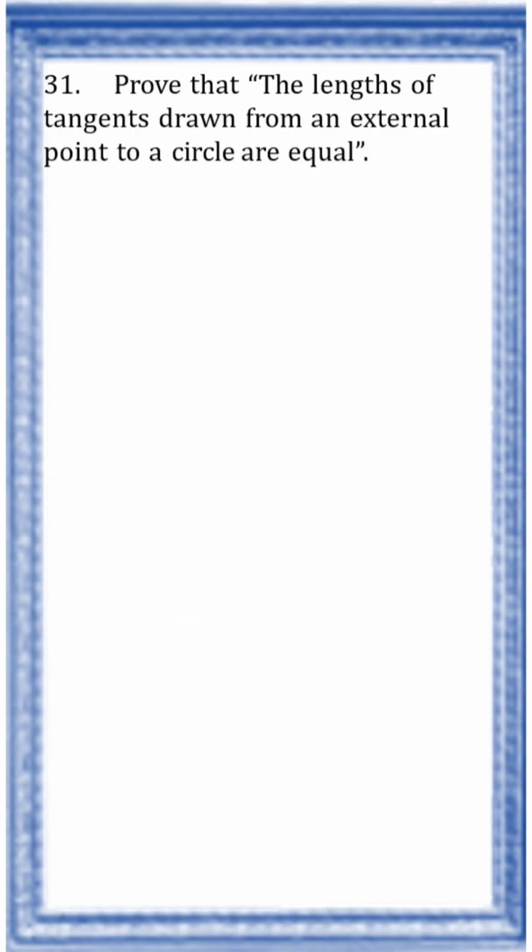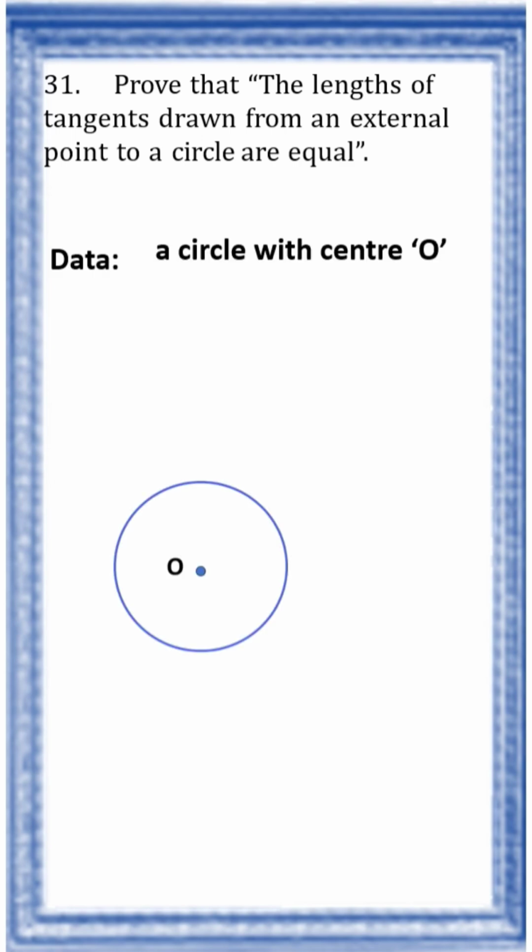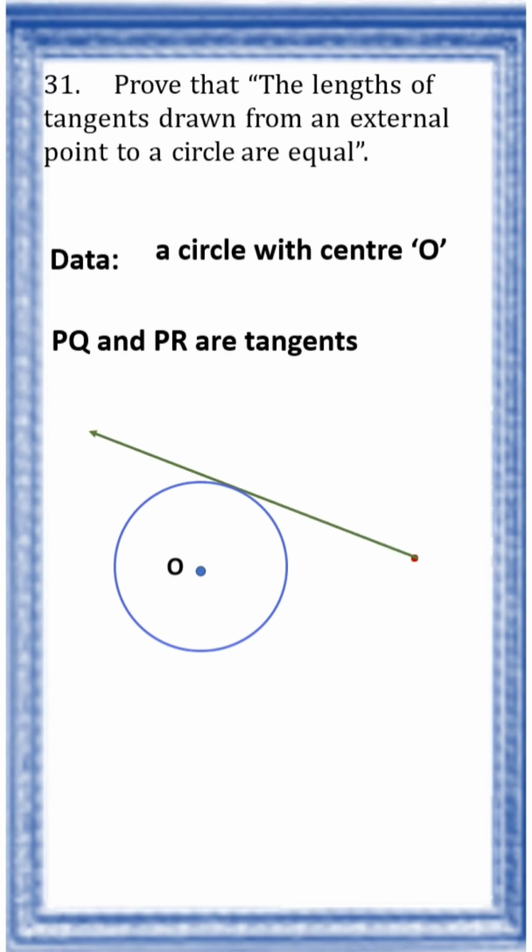Now the 31st question, which is taken from the chapter circles. It is an important theorem, you should not leave it. Okay, what is that question? Prove that the lengths of the tangents drawn from an external point to a circle are equal. What is the data? A circle with center O, PQ and PR are the tangents. This point is P, this one is Q, this one is R.